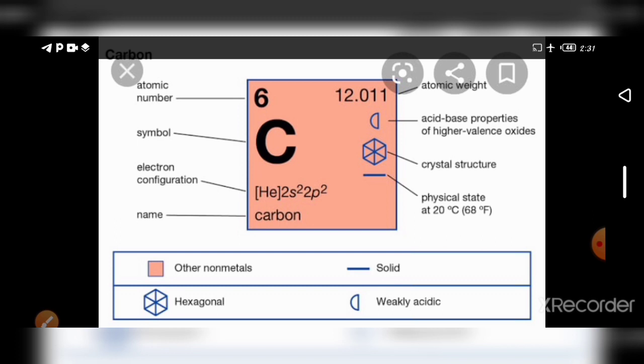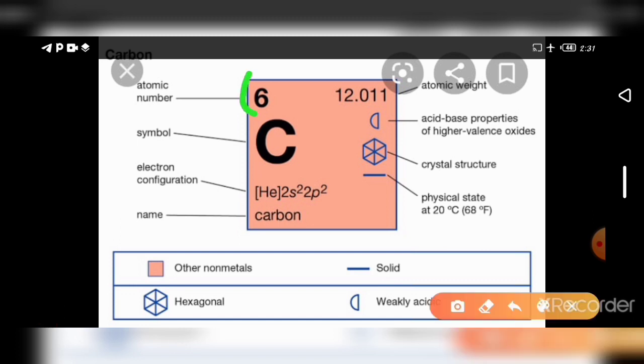See here, carbon has atomic number 6 and the electronic configuration is 1s2, 2s2, 2p2. Atomic number is 6 and the atomic mass is 12.011, because it has isotopes. After that we will see the isotopes also.